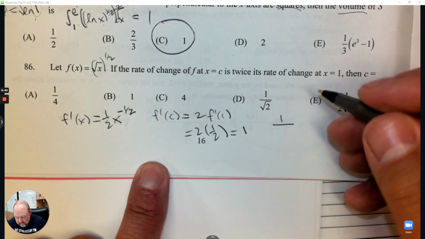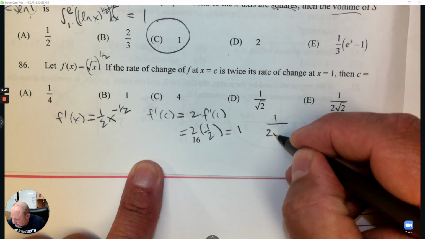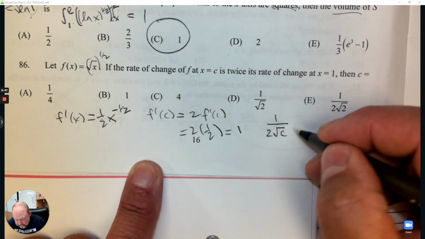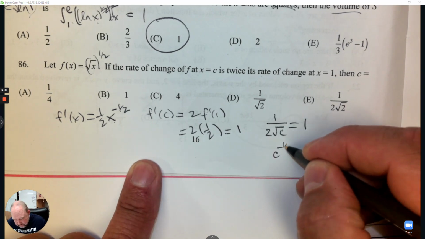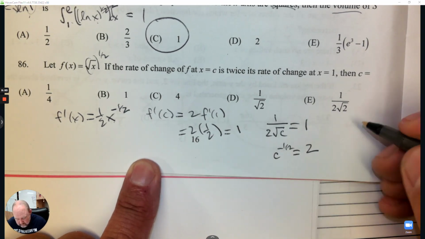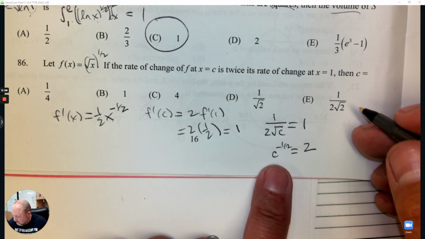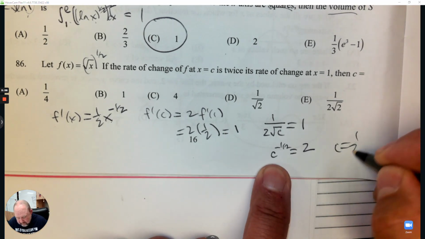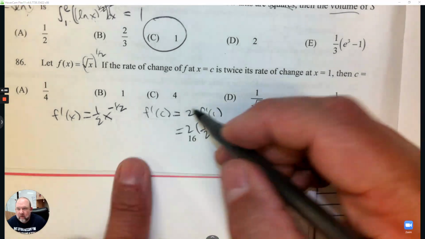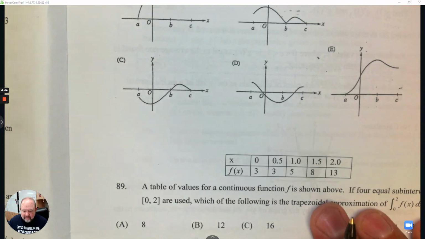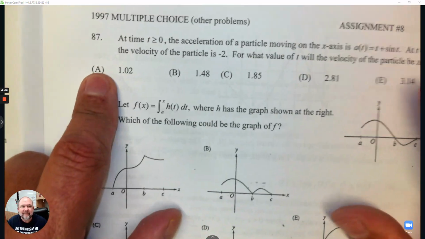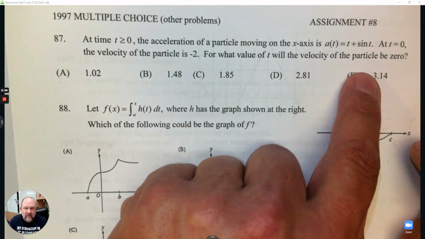You still got to solve this. So you're going to multiply by 2. This is complicated. C equals 1/4. Ugh. Move on. All right, 87. Looks like a calculator question.